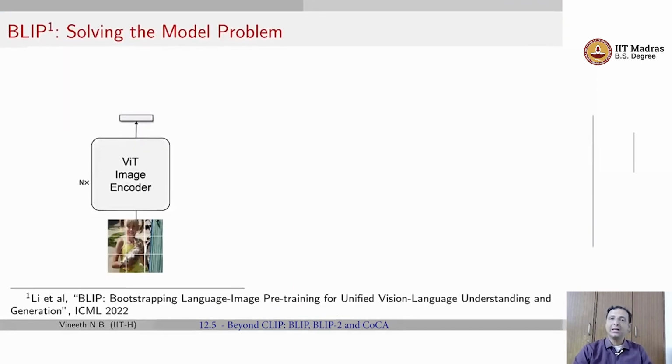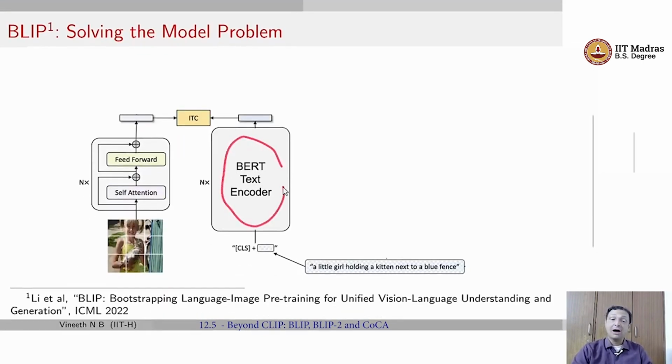Let's see this in more detail. So given the image broken down into patches into a standard ViT encoder, which has n such transformer blocks, we get an image embedding as the output of this encoder. The ViT here has the standard self-attention modules and the feed-forward modules.